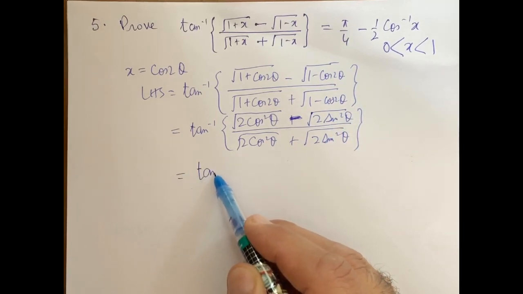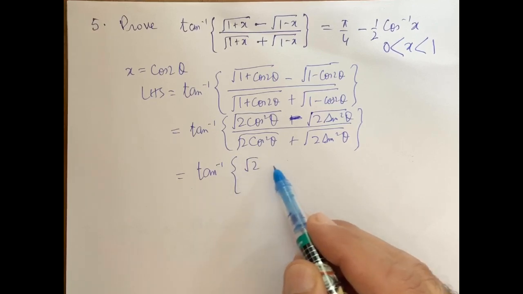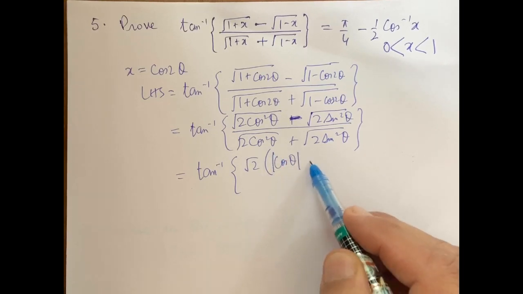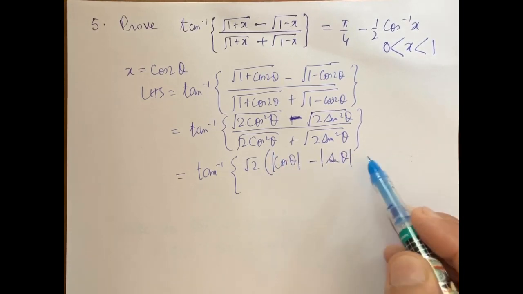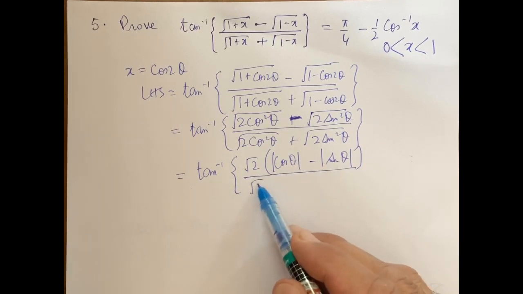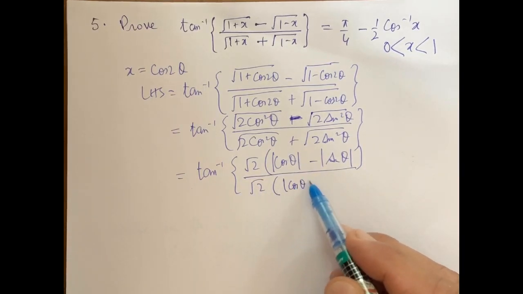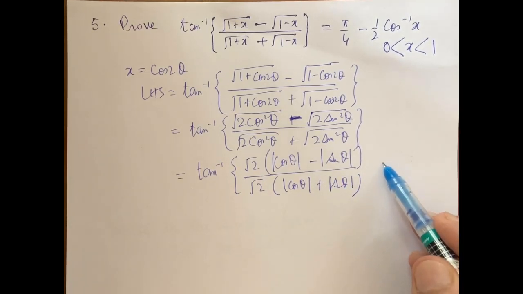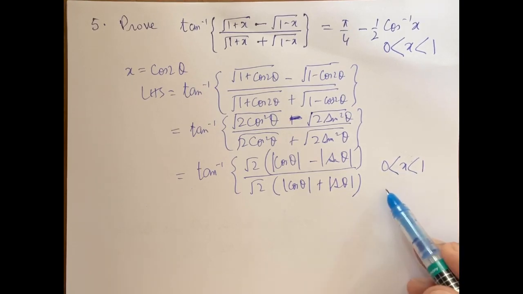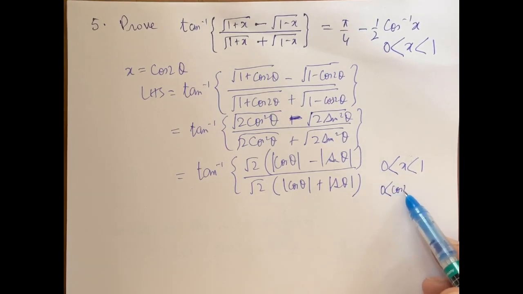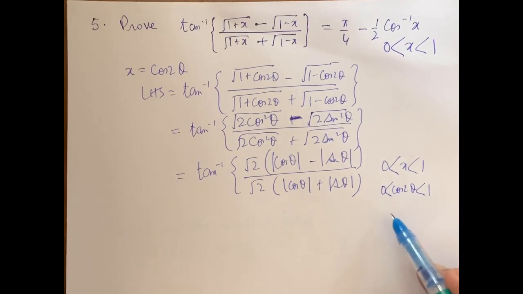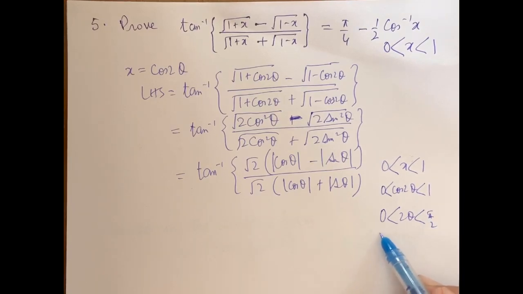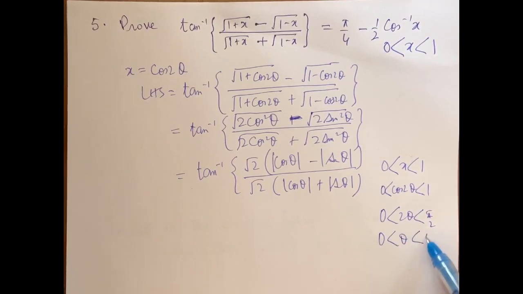This is tan inverse, taking root 2 common, it's mod of cos of theta minus mod of sine of theta divided by mod cos of theta plus mod of sine of theta. Now 0 less than x less than 1. This means 0 less than cos of 2 theta less than 1, or 0 less than 2 theta less than pi by 2, or we can say 0 less than theta less than pi by 4.